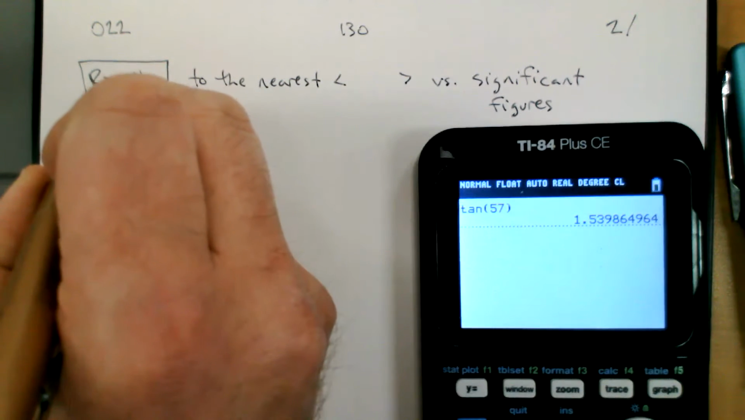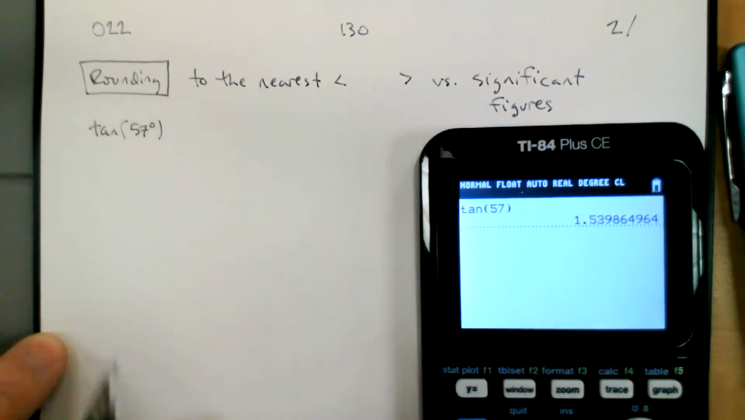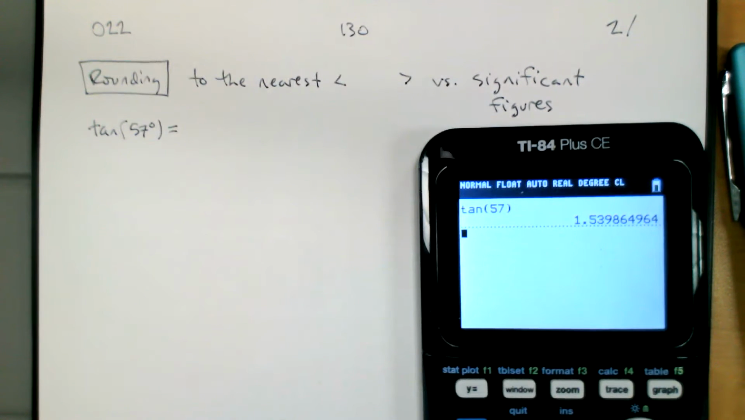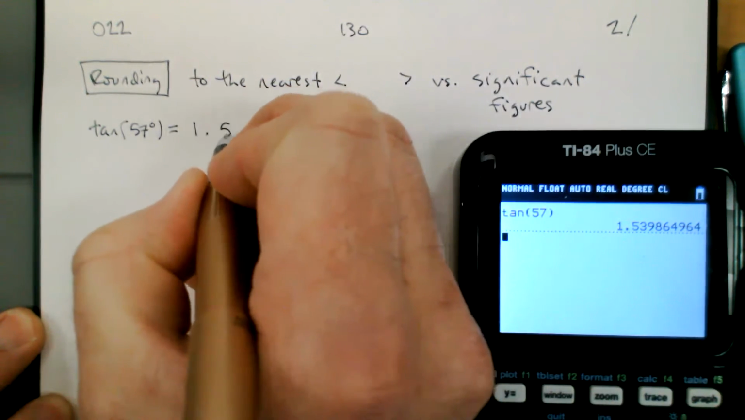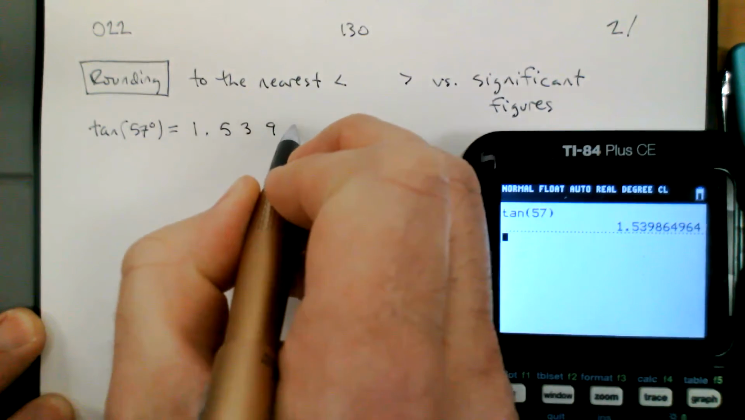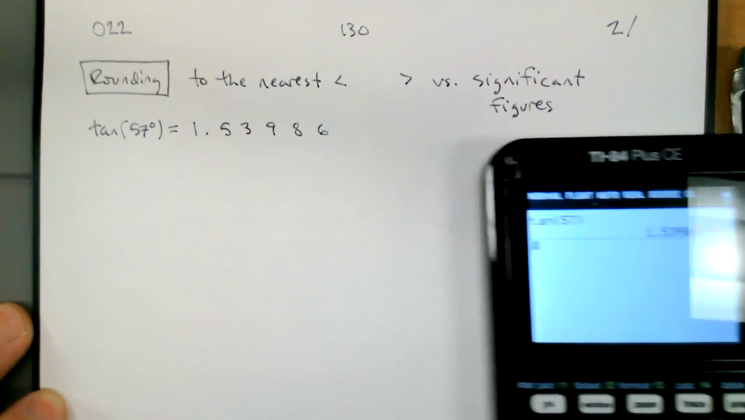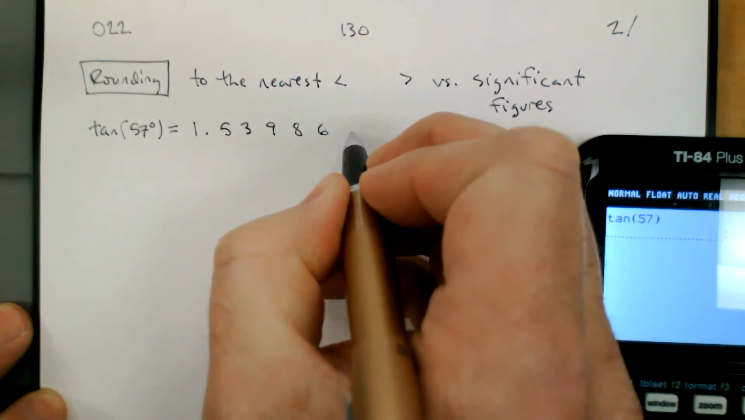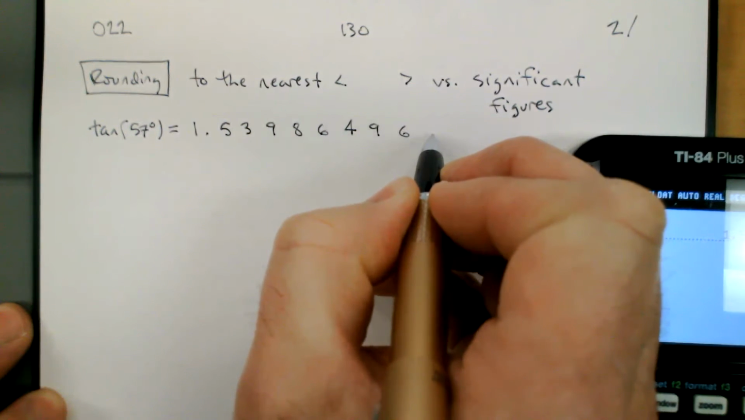So let's say we have the tangent of 57. The calculator is going to return more information than we need. This is an unreasonable number of decimal places to write down, but for practice, we're going to write them down. 1.539886. I actually kind of want the 49 in there, and that's going to require that I just go all the way out to the 64.